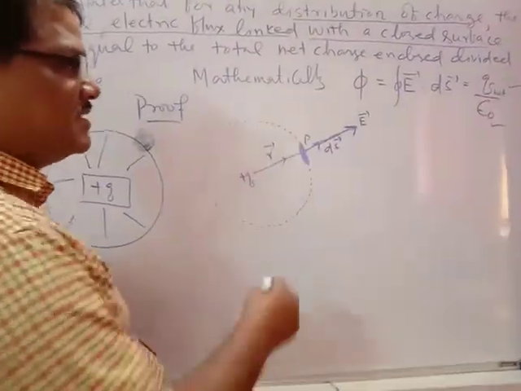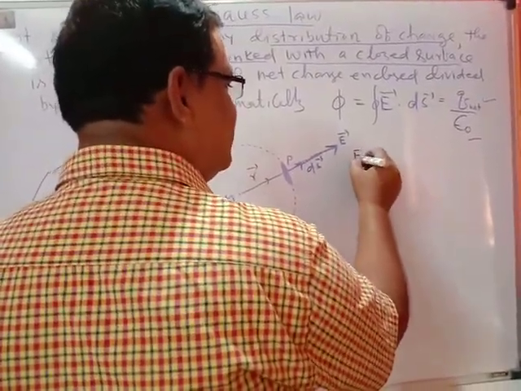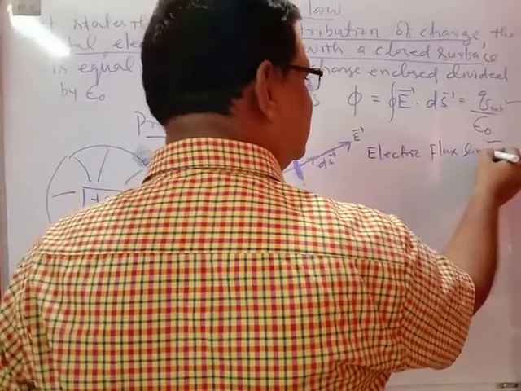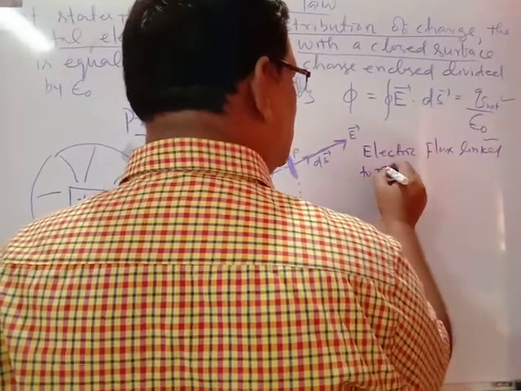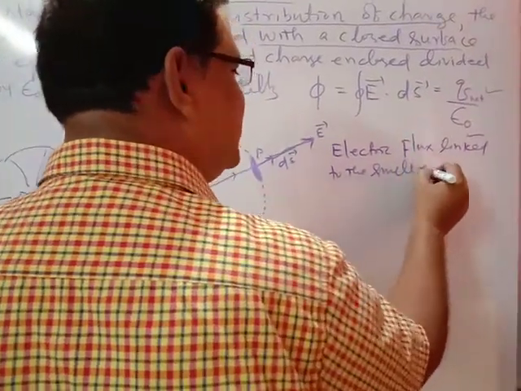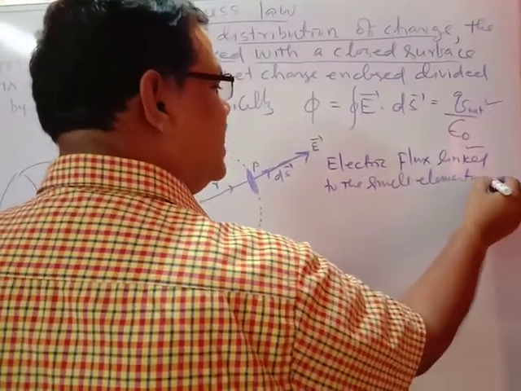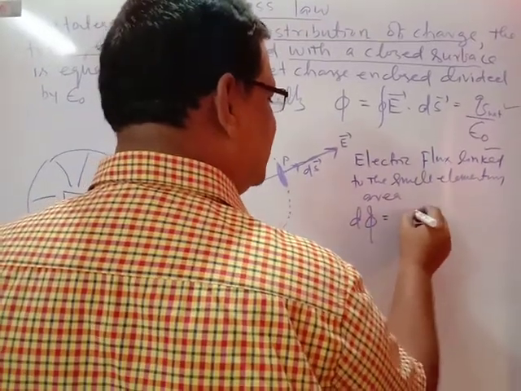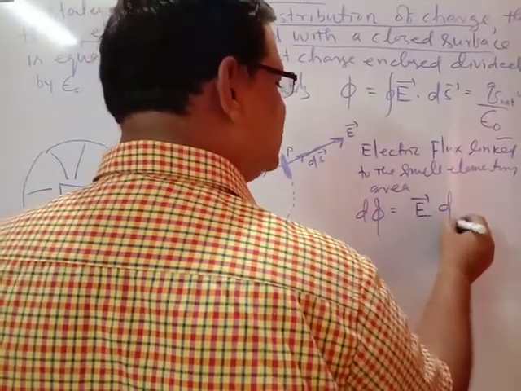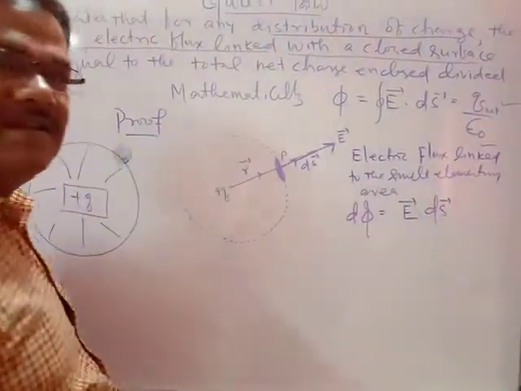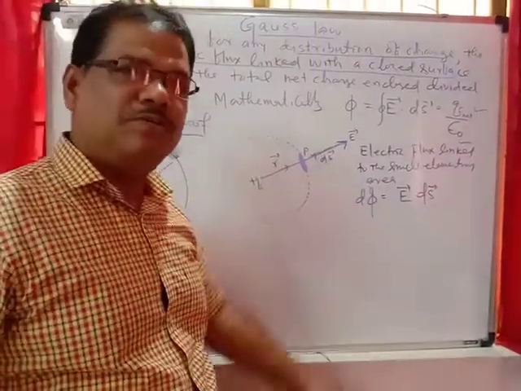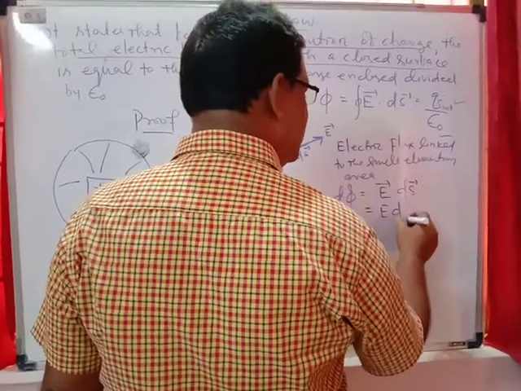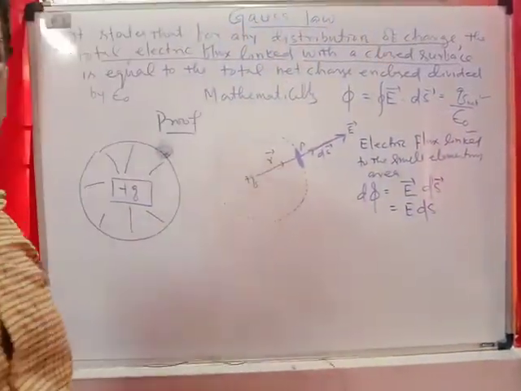So what is the electric flux linked to the small elementary area? The electric flux linked to the small elementary area is d phi, which must be equal to E vector dot ds vector. Because E vector and ds vector are both in the same direction, we can write it as E ds cos 0 degree, that is E ds.